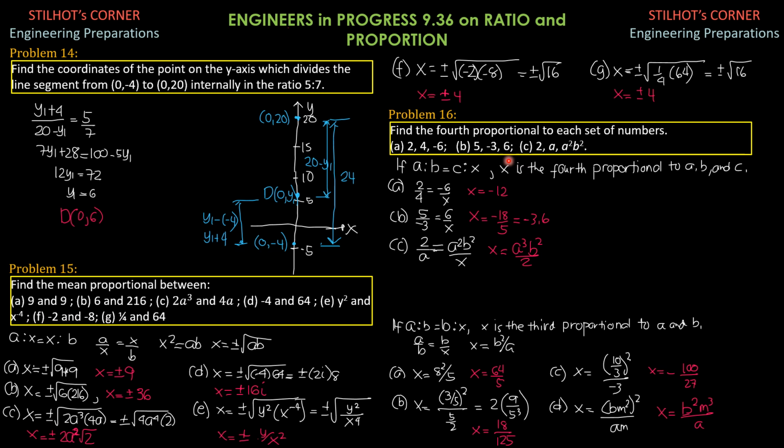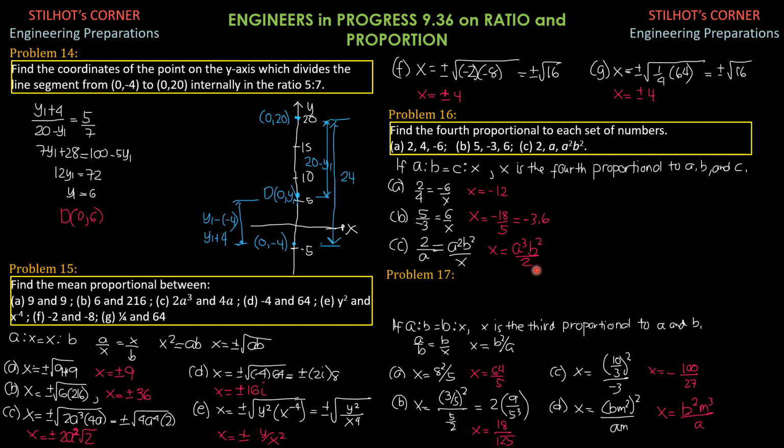Part B, x over 5 equals negative 3 over 6... so x is negative 3 times 6, negative 18 over 5. And that's negative 3.6 in decimal form. Then part C, 2 over a equals a squared b squared over x. So x is a cubed b squared over 2. So that's it for problem 16.